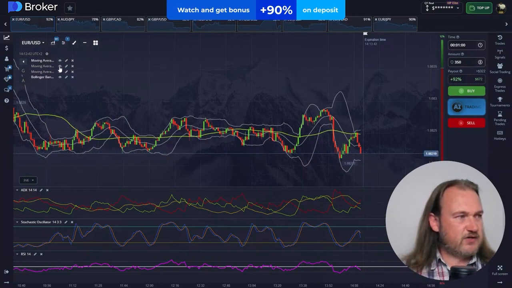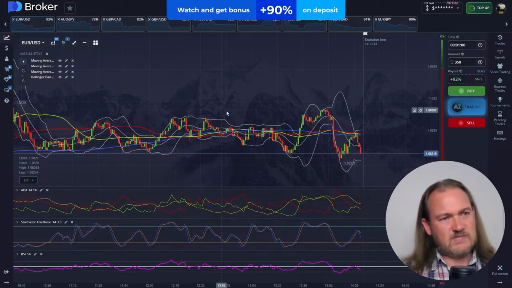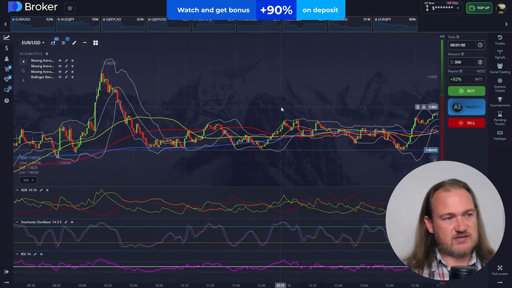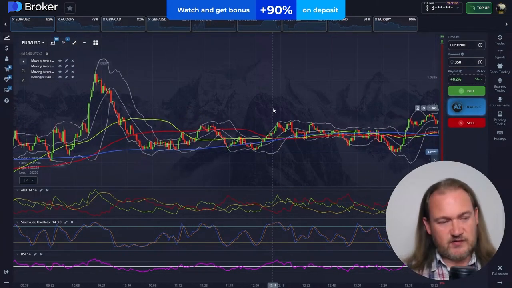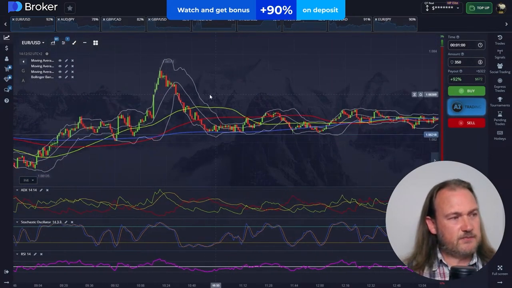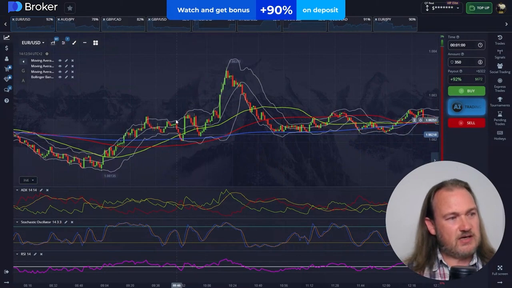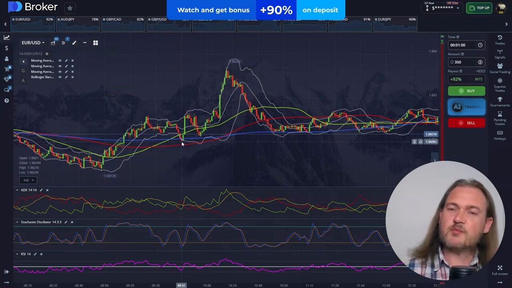I'm going to add some moving averages here. So these are the moving averages I like to trade with. It's a 50, a 100, and a 200 moving average. And if we add them, we can look at areas where price gets outside of the Bollinger Bands, but gets stopped by one of the moving averages.